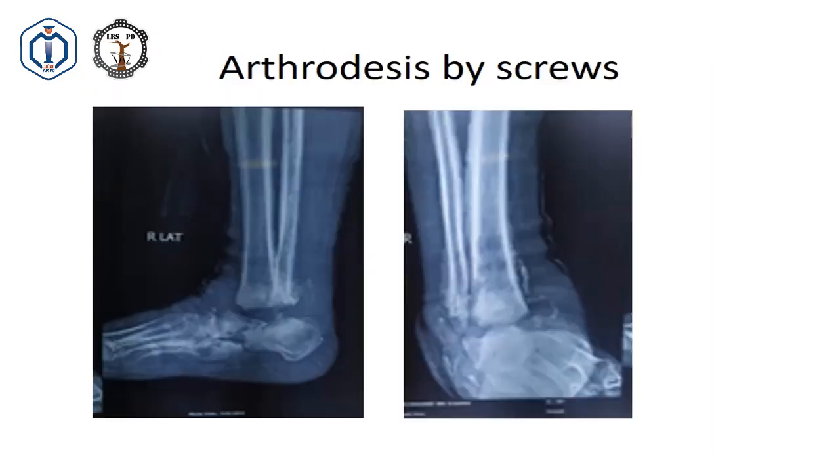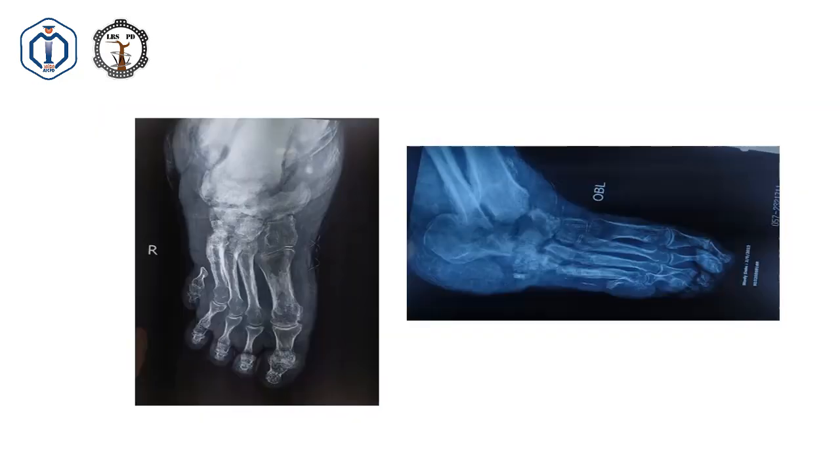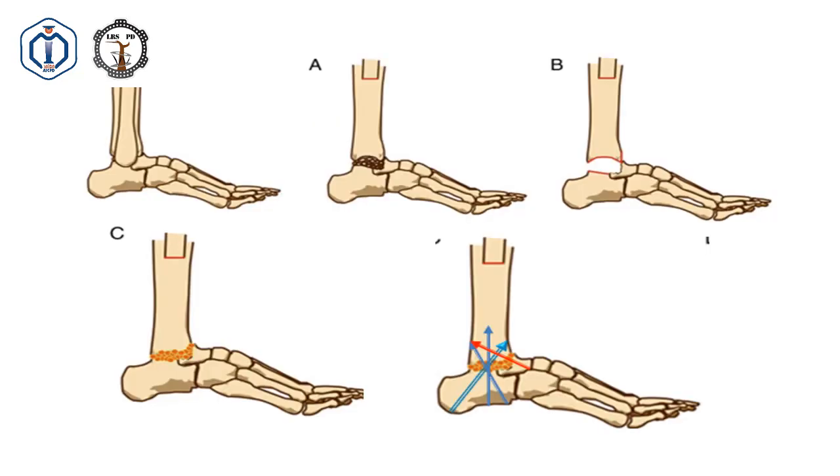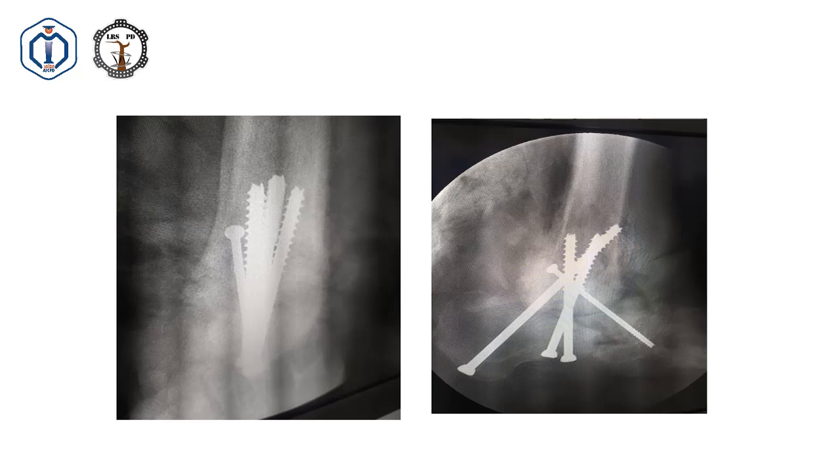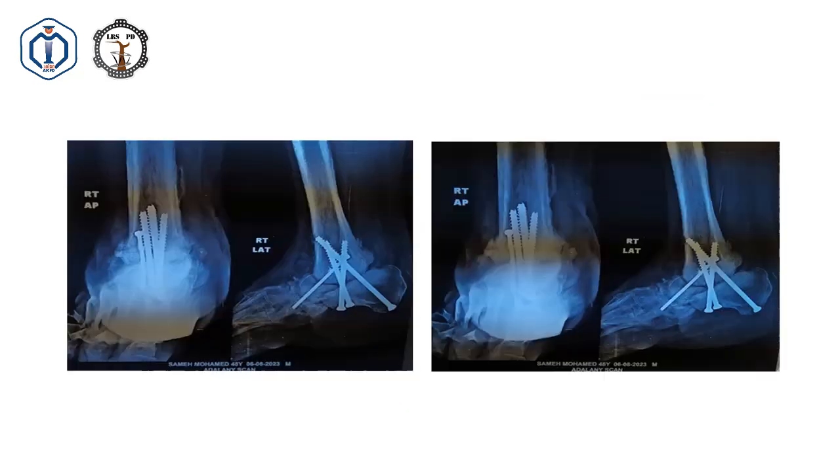Examples of arthrodesis by screws: a case of destructed or advanced Charcot ankle with destruction of the talus. This week the foot is full, so we chose to do compression by screws. This is the configuration, long screws, and stable arthrodesis, and this is the last follow-up.